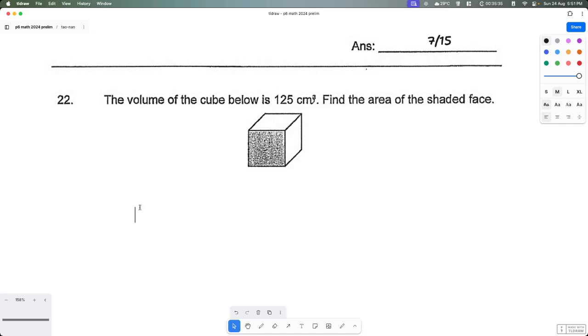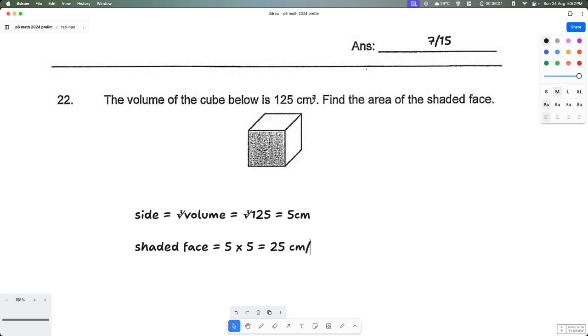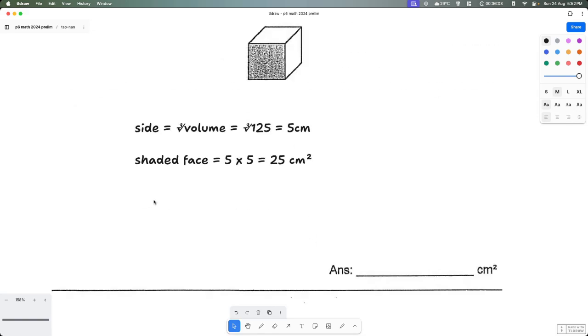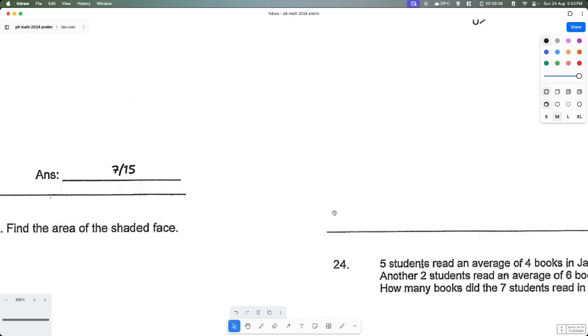So in this case, the volume of the cube below is 125. To get the side, it is equal to the cube root of the volume. So that means it's equal to the cube root of 125, which is equal to 5 centimeters. So the shaded face is equal to 5 times 5, which is equal to 25 centimeters square. Okay, there you go. So it's 25 centimeters square. All right, let's move on to the next one.